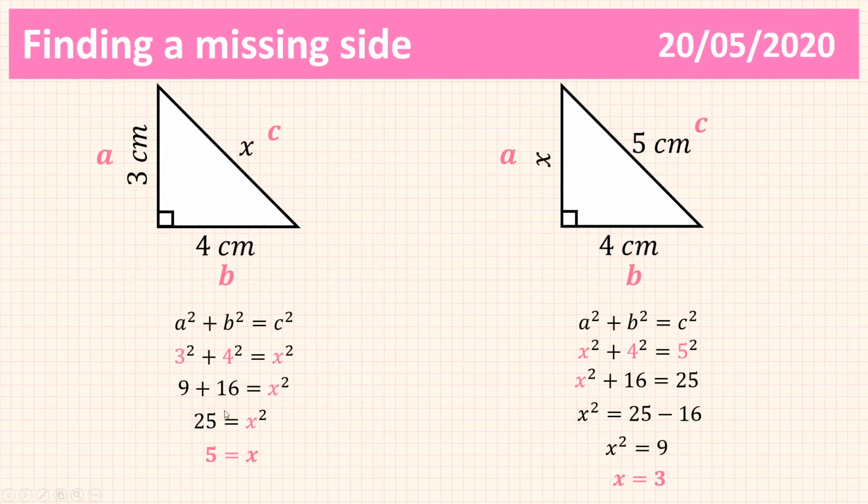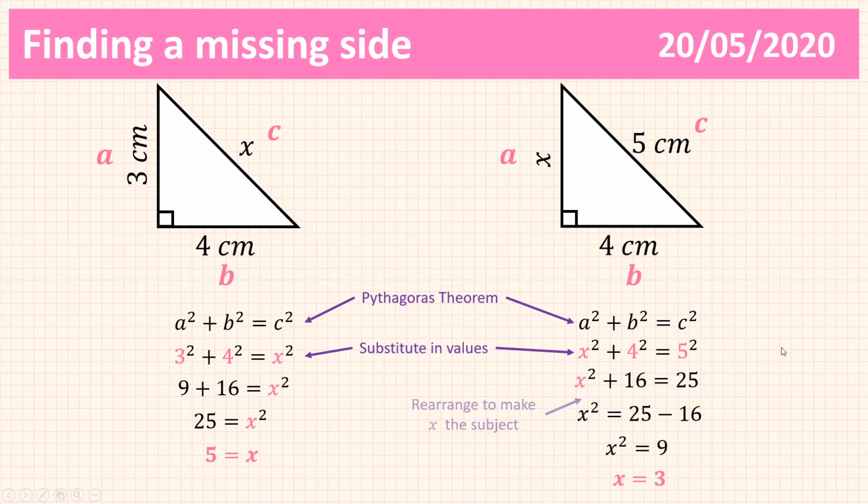So let's have a look at the left hand side working, and we'll go from there. So both of them are using the Pythagoras theorem, which is fine, and for both of them we've substituted the values in both. Now on the right hand side we've had to rearrange to make x the subject, whereas on the left hand side we haven't. Because if we look, we have a calculation equals x squared, and over here we've got x squared plus something equals something else.